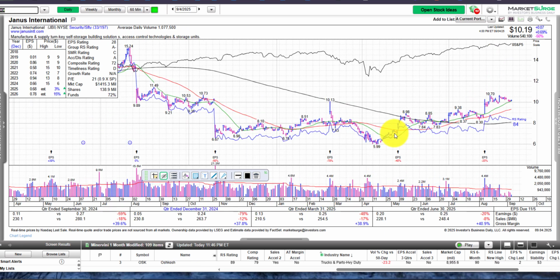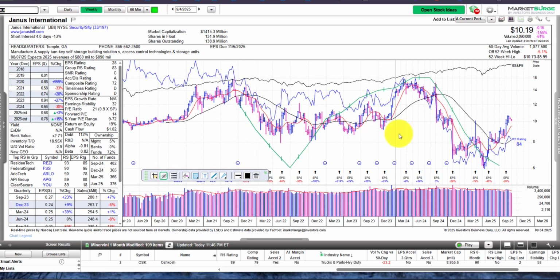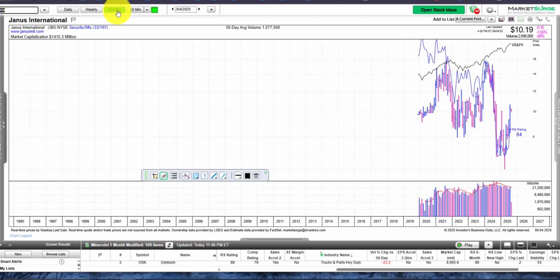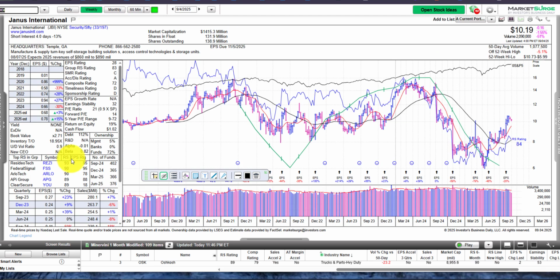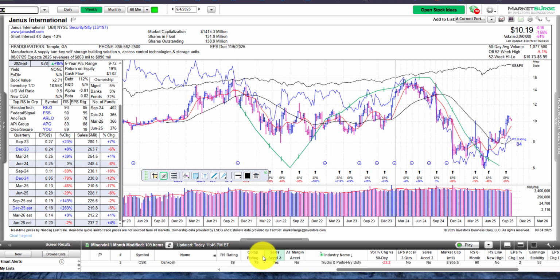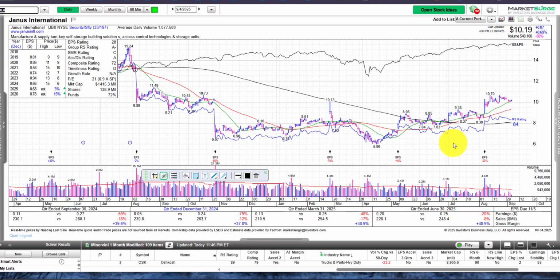Okay, this looks better. Janus. Turnkey self-storage building solutions. Industries in the top quarter, making money. Numbers look terrible. Let's look at the weekly. Wow. Ugly weekly, ugly monthly. Huh. Got pretty excited looking at the daily, but boy, that does look pretty poor.